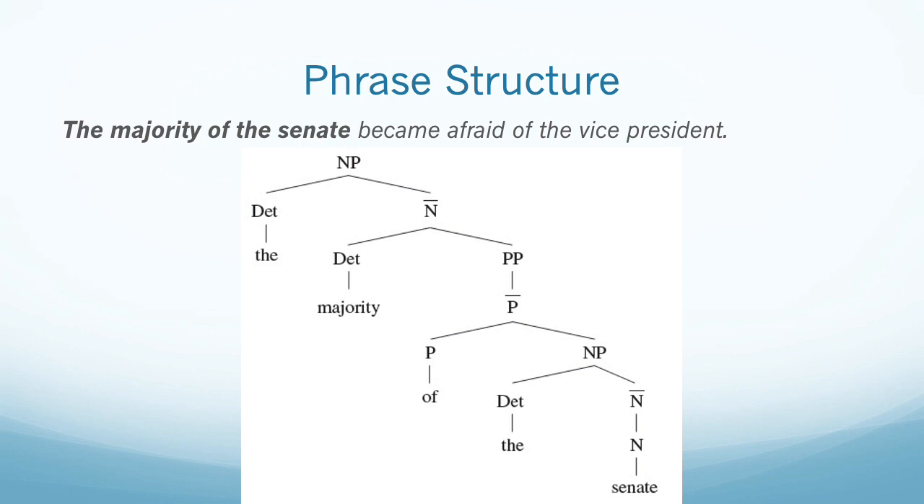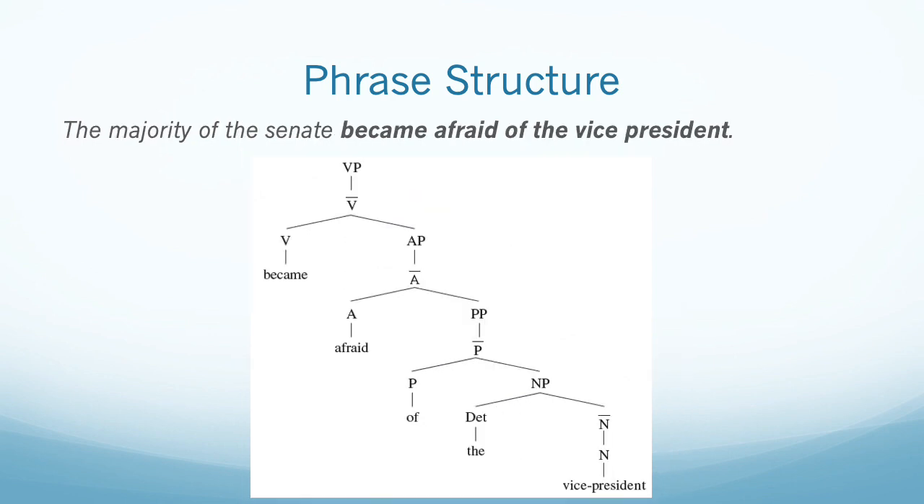And that's because essentially we're sort of showing our work here. And we want to be able to have the option to put something else in there if we wanted to. So what if it was the majority of the US Senate, where US is sort of describing which Senate we're talking about? Then that would be branching out of that N-bar level because it gives us that option. And that US, in that example I just mentioned, that would be a specifier.